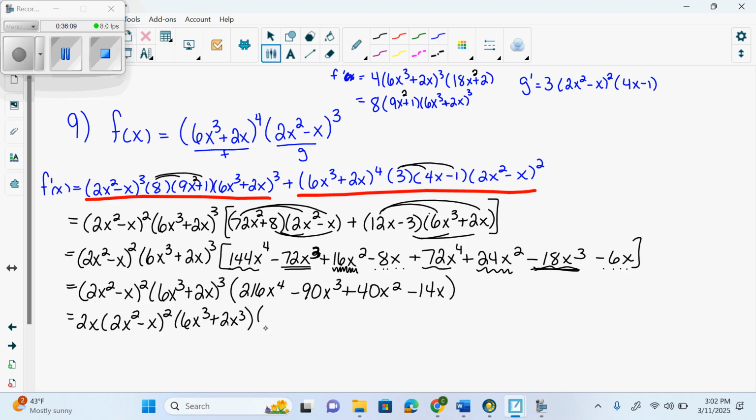Okay. 216 divided by 2 is? There's a 108. That's actually true. 90 divided by 2? X to the 4 divided by 2? 14 divided by 2? 7.